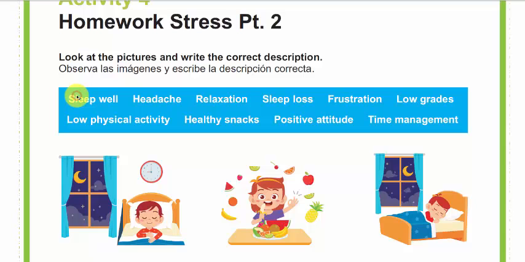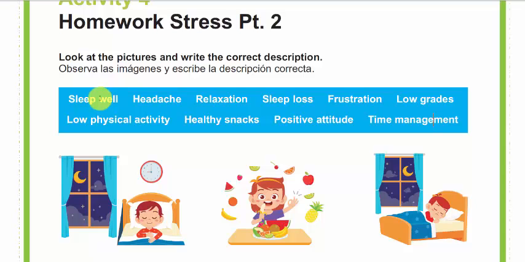Sleep well. Headache. Relaxation. Sleep loss. Frustration. Low grades. Low physical activity. Healthy snacks. Positive attitude. Time management.